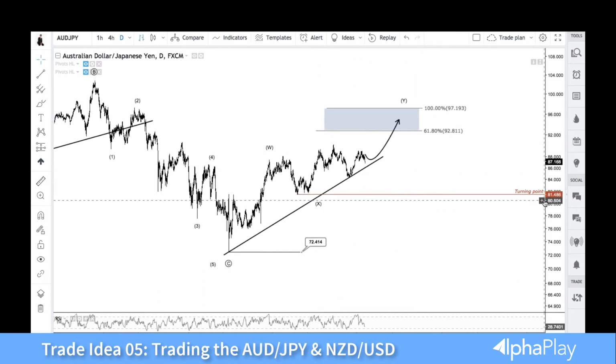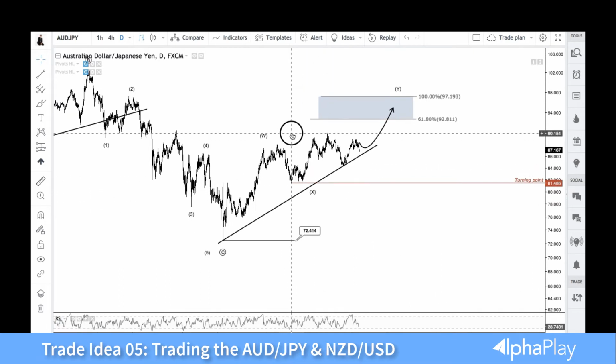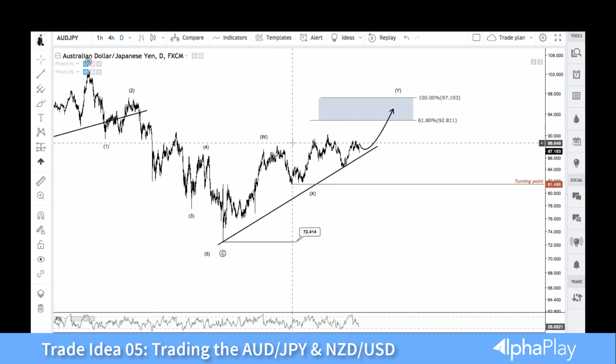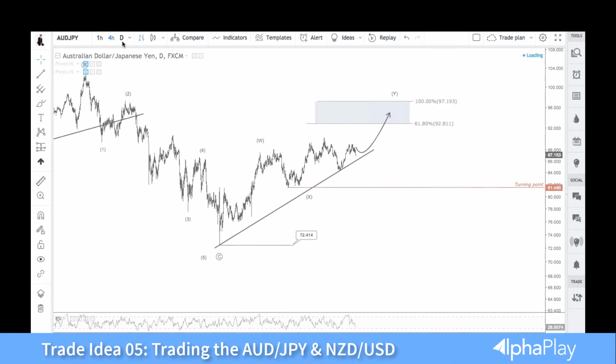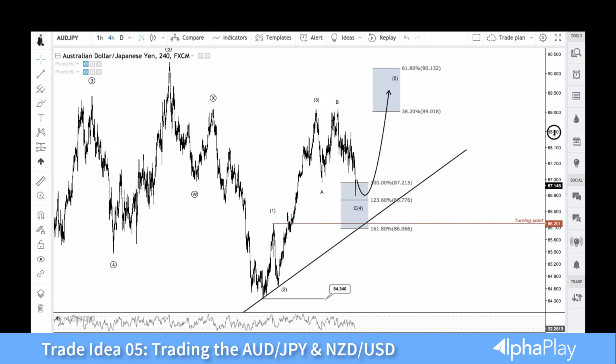The 81.48 level on the daily perspective will be crucial because this will be the anchor point on whether we will see more upside or a downtrend forming. As of now on the daily, I'm expecting the price to continue heading higher towards 92.81 to 97.19. So I'm holding a bullish bias on the daily.